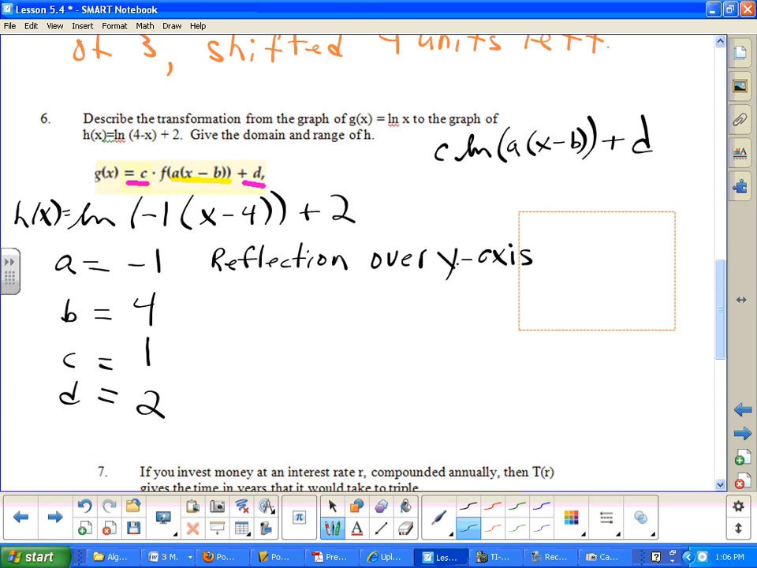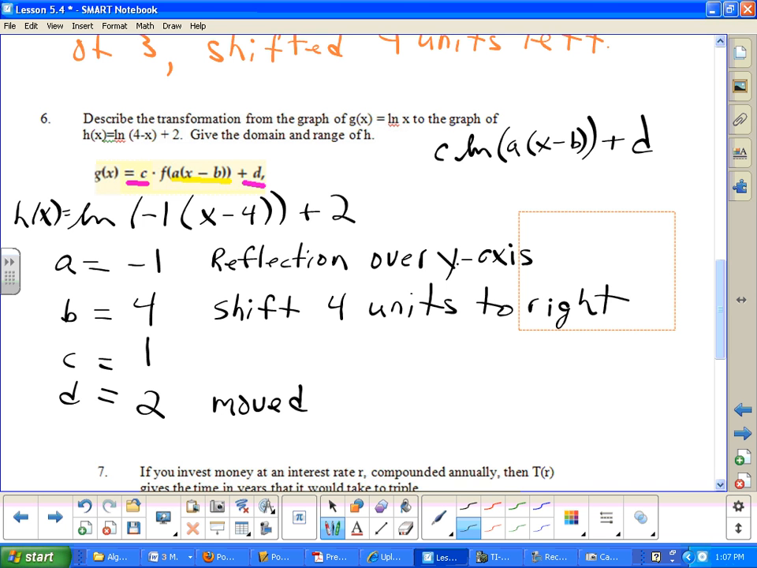B equals 4. This is a horizontal translation, horizontal shift, 4 units to the right. There's no vertical stretch or compression, and then it's moved or shifted up 2 units.